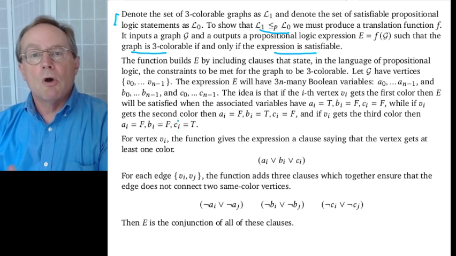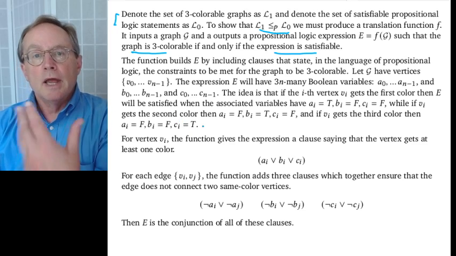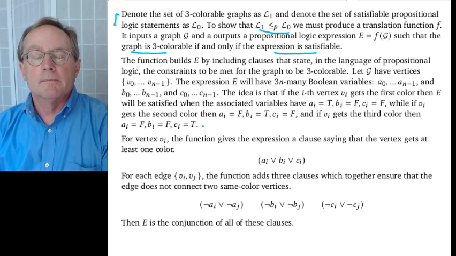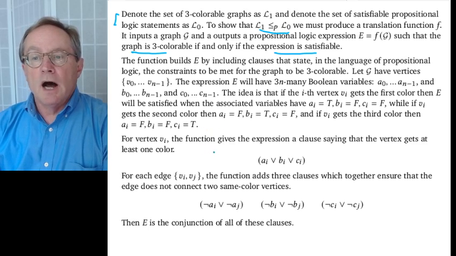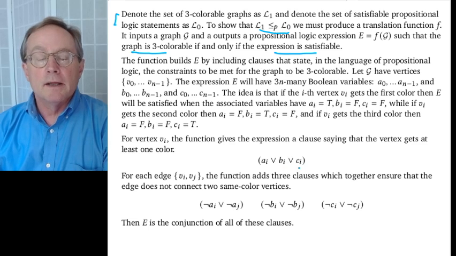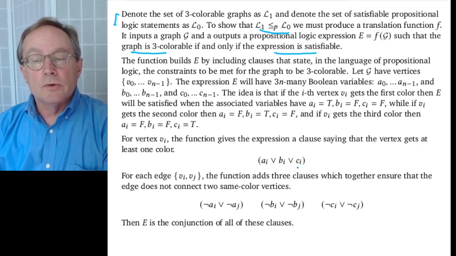So you see, I'm starting to build up an expression. It's going to have a lot of propositional logic variables. I'm starting to build up an expression and thinking about it will be satisfiable if and only if sort of thing. So for vertex VI, I have to express that the vertex gets at least one color. So I need AI or BI or CI. So either AI is true or BI is true or CI is true. And that tallies with what's in the prior paragraph.